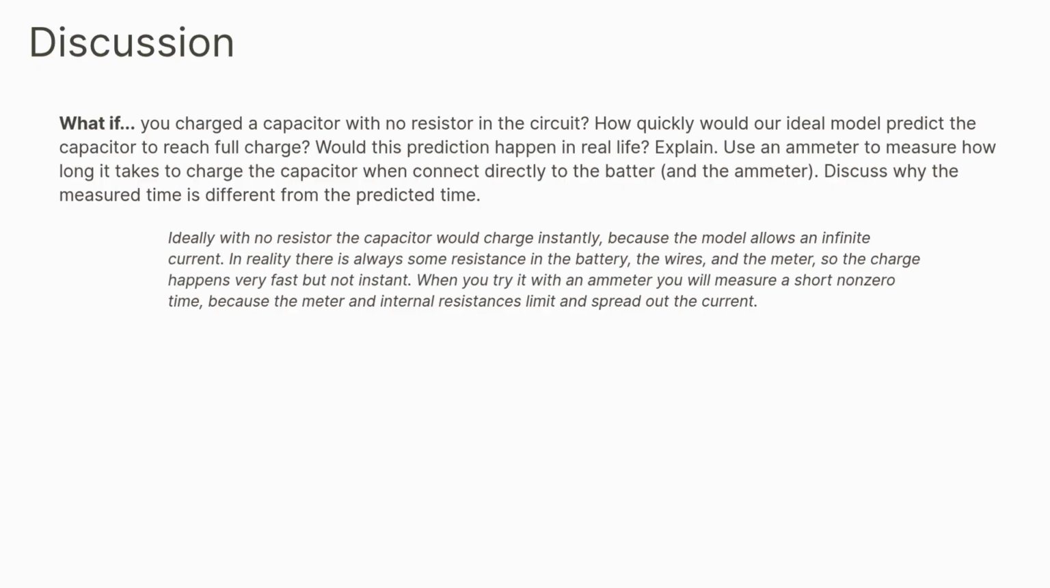So ideally, with no resistor, the capacitor would charge instantly because the model allows an infinite current. In reality, though, there is always some resistance in the battery, the wires, and the meter, so the charge happens very fast, but it is not instant. When you try it with an ammeter, you will measure a short non-zero time because the meter and internal resistances limit and spread out the current.